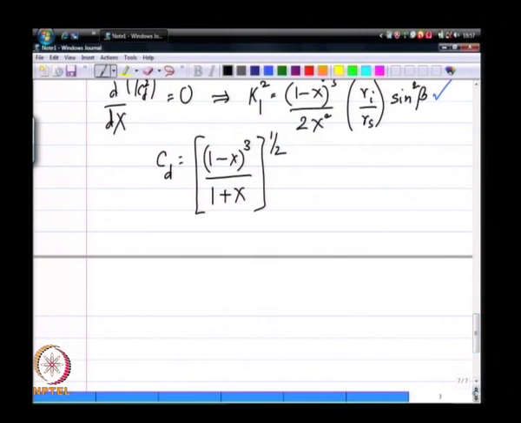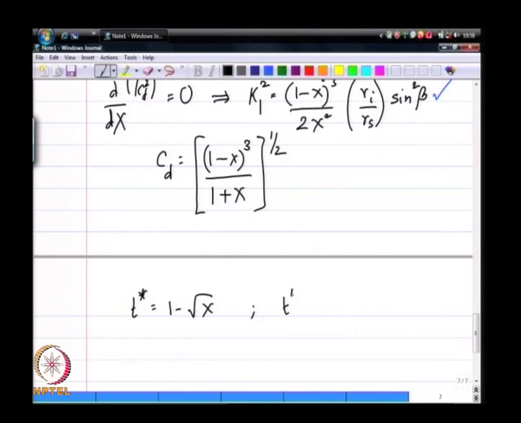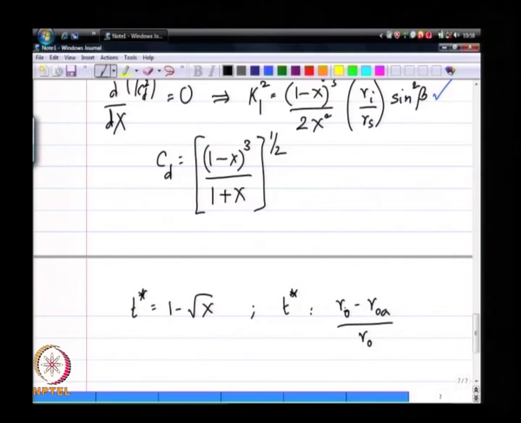Now from this definition of x, I can define a non-dimensional film thickness. If I define a T star to be (R0 minus R0A) divided by R0, you can quickly see how that definition is the same as 1 minus square root of x. X is A0A divided by A0, so square root of x is the same as R0A divided by R0.